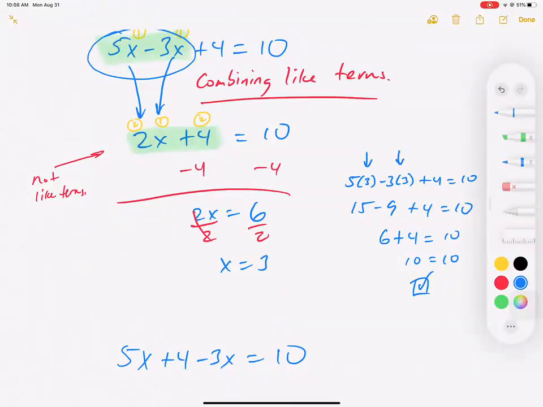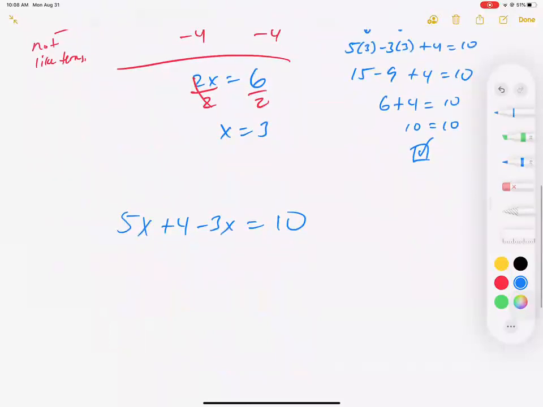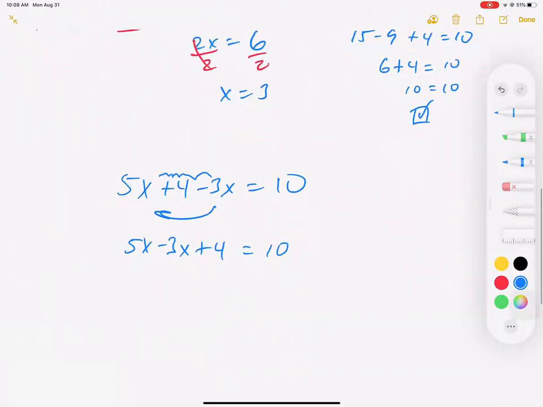Now, commutative property means it doesn't matter the order. So with addition and subtraction, you can rewrite this. I can rewrite this by shuffling it around and say 5x minus 3x plus 4. And that is okay. We're just shuffling it around. Now let me ask you a question. With addition, is 5 plus 4 plus 3 the same as 5 plus 3 plus 4? Is this the same as 3 plus 5 plus 4?